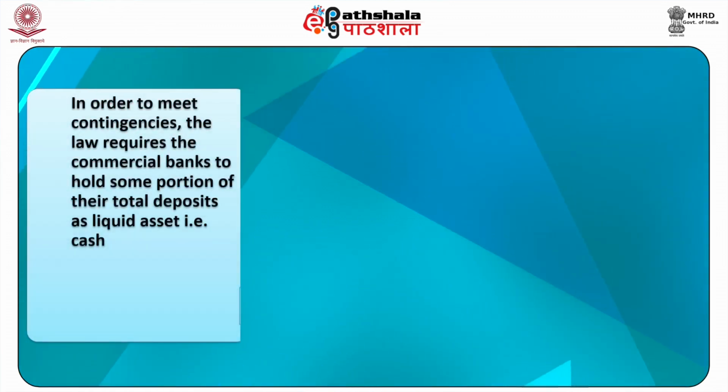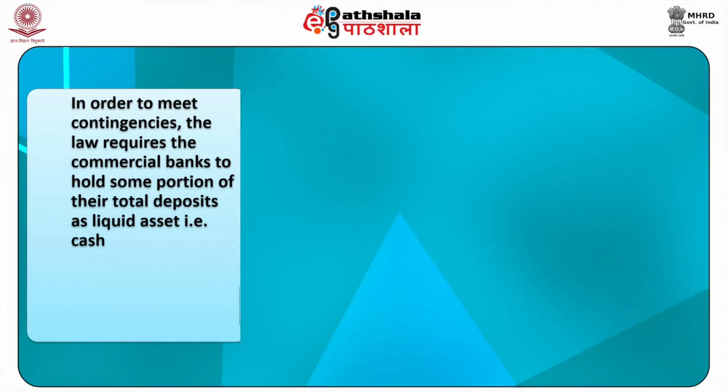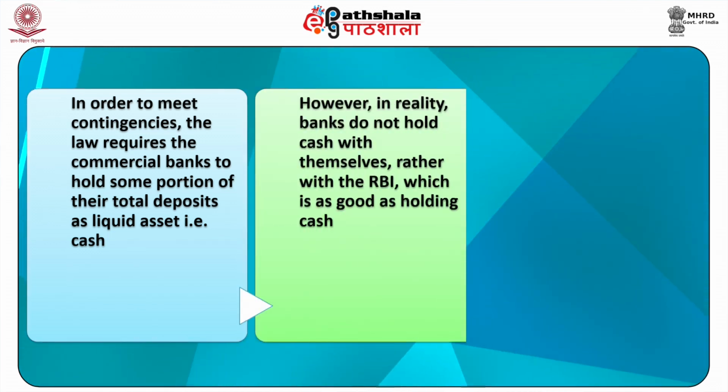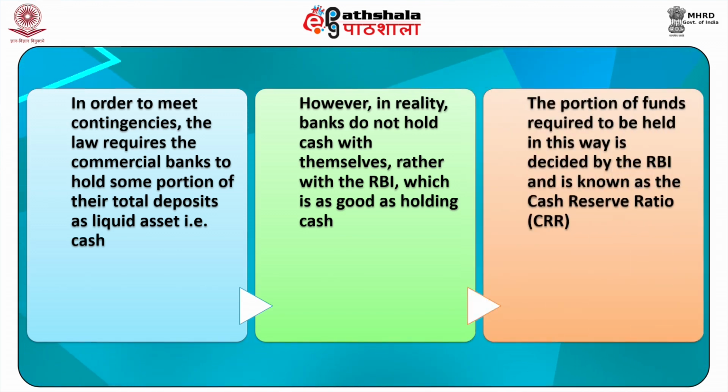In order to meet contingencies, the law requires the commercial banks to hold some portion of their total deposits as liquid asset, that is cash. However, in reality, banks do not hold cash with themselves, but rather with the RBI, which is as good as holding cash. The portion of funds required to be held in this way is decided by the RBI and is known as the cash reserve ratio, that is CRR.